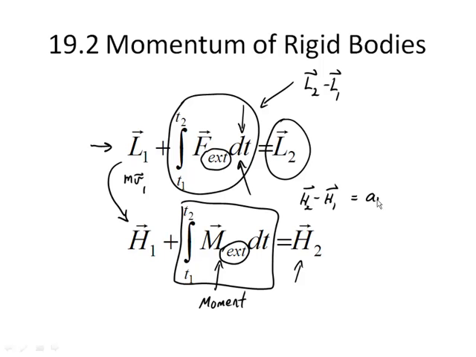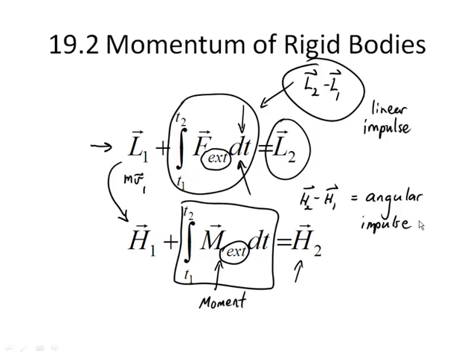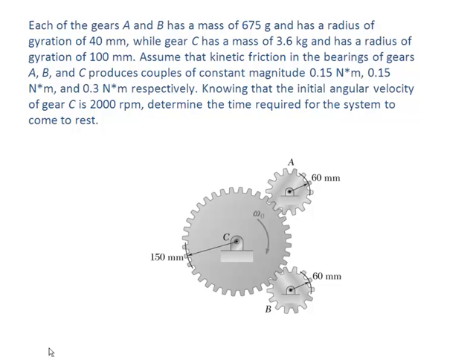This is angular impulse, just as L2 minus L1 was linear impulse. So they're the same concepts, only one's in the linear world and one is in the angular world. And both of them may be correct at the same time. In fact, we'll do some problems in a little bit that will take advantage of both of these concepts. Okay, so let's look at this example for starters.